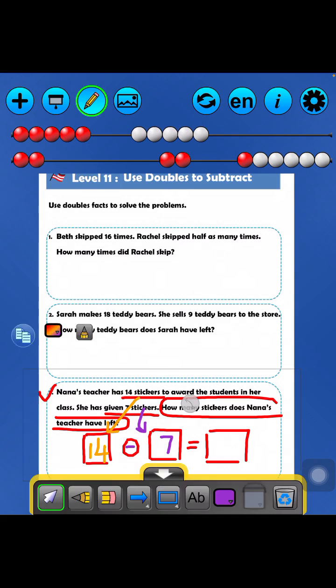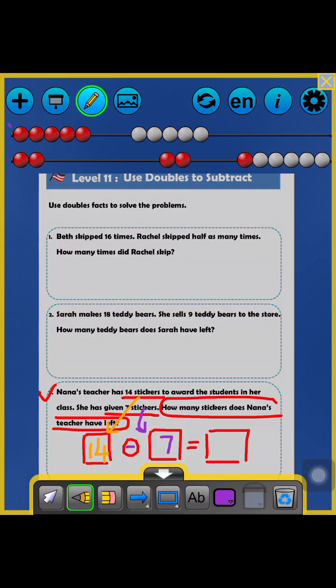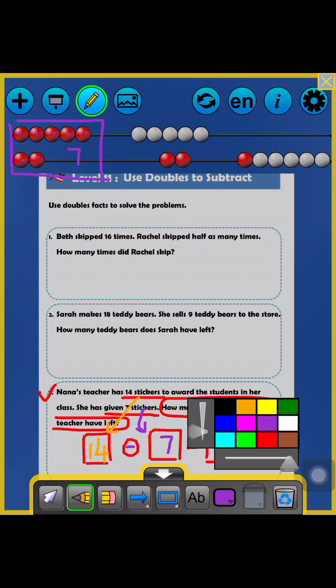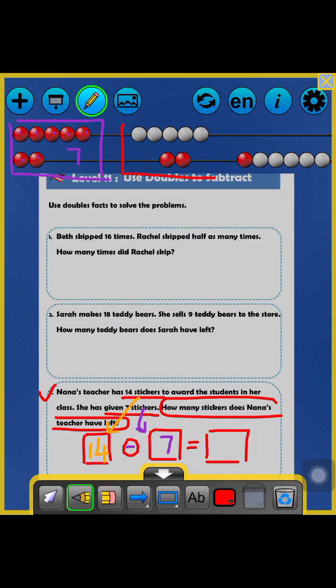Okay, let's count how many bits in each side. On the left hand side there are how many bits? Yes, 7 bits. And on the right hand side we count together. 1, 2, 3, 4, 5, 6, 7. 7 again. Each side there are 7 bits. So we know that 7 plus 7 equals 14. So 14 minus 7 equals 7.